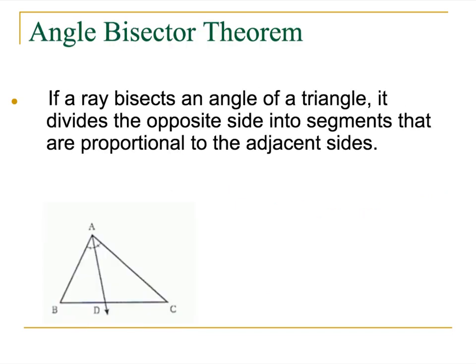All right, one last theorem here. It's the angle bisector theorem. It says if a ray bisects an angle of a triangle, it divides the opposite side into segments that are proportional to the adjacent sides. What the heck does that mean?